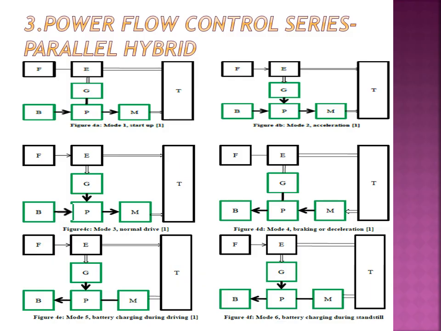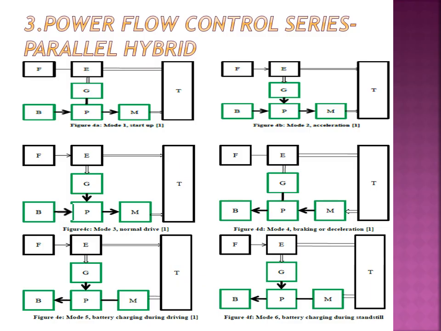The various operating modes of the IC dominated system are: mode 1, startup. At startup, the battery solely provides the necessary power to propel the vehicle and the IC remains in off mode. Mode 2. During full throttle acceleration, both the IC and the EM share the required traction power. Mode 3. During normal driving, the required traction power is provided by the ICE only and the EM remains in the off state.